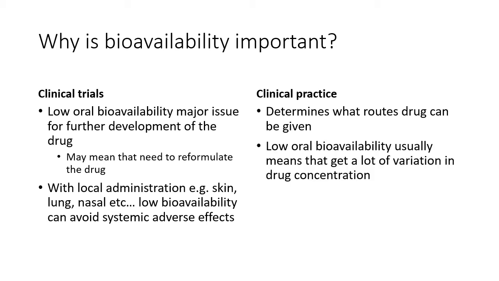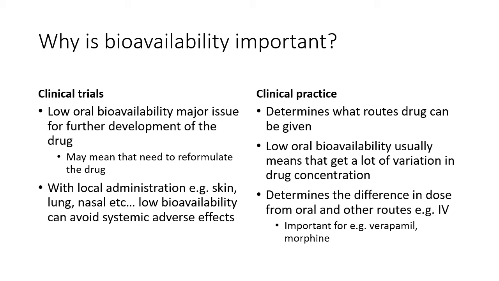Low bioavailability can also mean you get a lot of variation in the drug concentration. Medications that tend to have low oral bioavailability tend to have effects that vary quite a bit between different individuals, and it can also determine the difference in the dose from the oral to the IV route. So we think about a drug like verapamil. In the emergency setting where we might give it intravenously, the dose given is say 2.5 to 5 milligrams, whereas the same dose orally as an immediate release formulation is about 80 milligrams. That's because it has quite poor oral bioavailability and a high first pass metabolism.